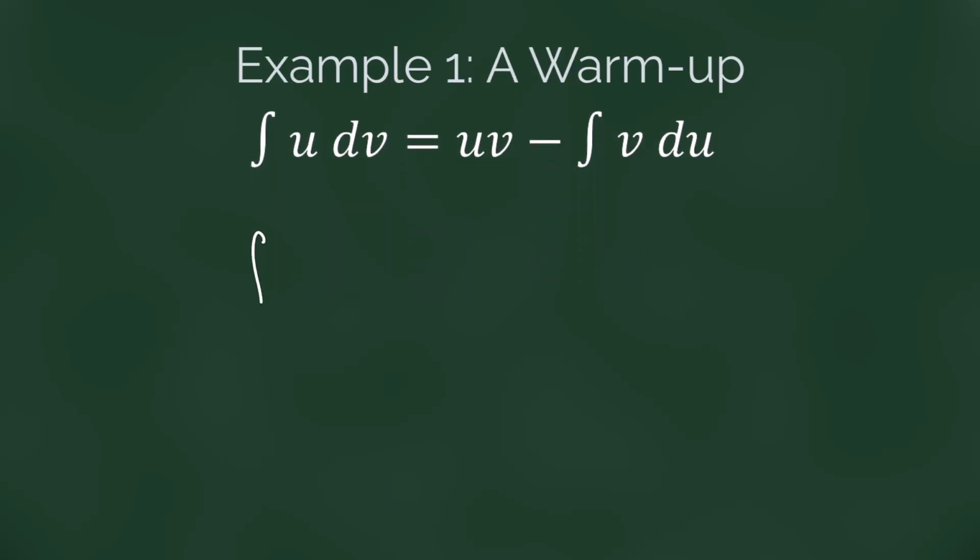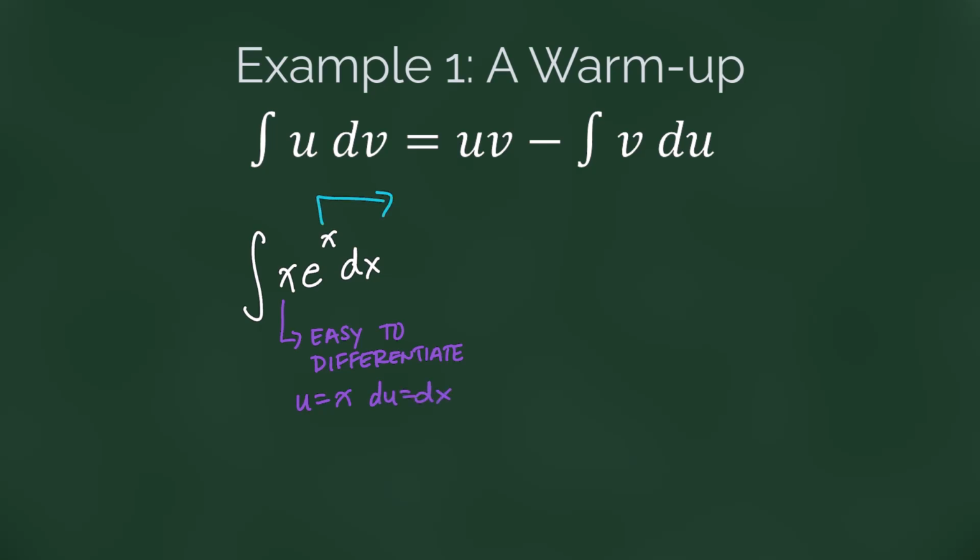Let's go back to our original example and see how this works. That problem was the antiderivative of x e^x dx. The x part of this is easy to differentiate, so we're going to let that be our u, and we'll see how that works out. When we set x equal to u, we can see then that du is the same as dx. That leaves e^x dx as our remainder, and we can see that that is easy to anti-differentiate.